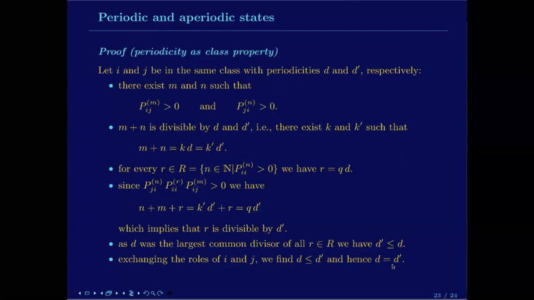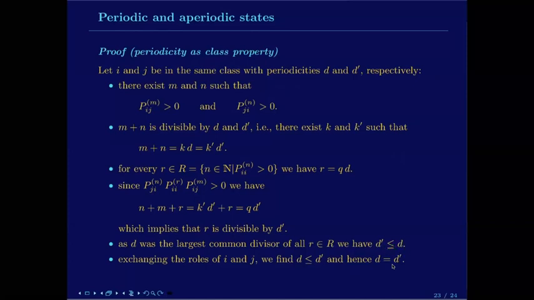On the other hand, n plus m is a multiple of d prime. So we have this here. And by that, r must also be a multiple of d prime. So r is divisible by d prime. d was the largest common divisor, so we choose d as large as possible. And therefore, d prime must be smaller or equal to d.